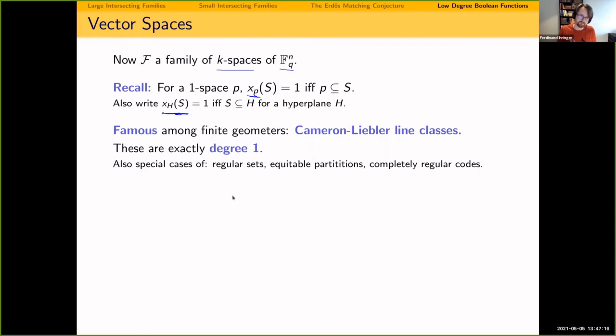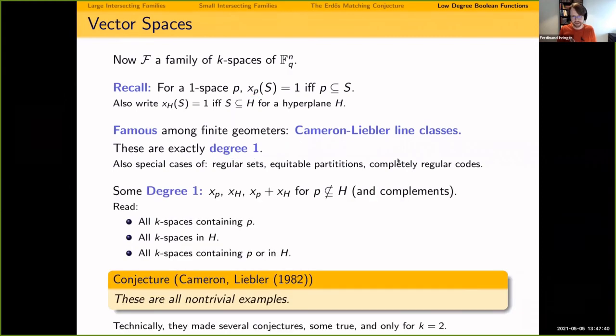where the problem is known as Cameron-Liebler line classes, which was motivated by questions in group theory that Cameron and Liebler investigated. But these Cameron-Liebler line classes in this context correspond exactly to degree 1 functions or Boolean degree 1 functions or things sitting in this eigenspace. So there are many reasons why you might find them interesting.